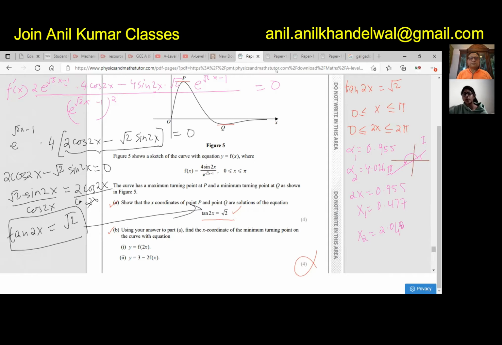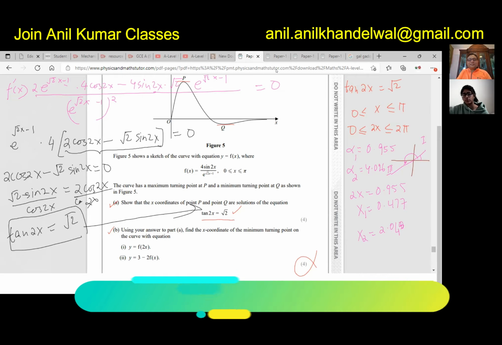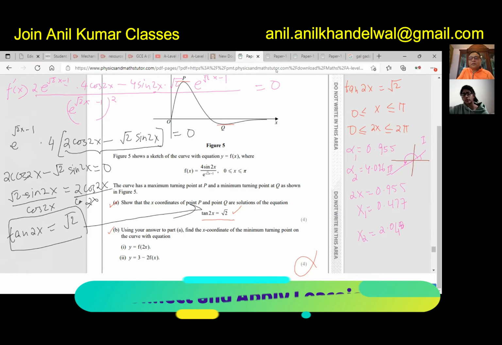Using your answer to part A, find the x coordinate of the minimum turning point on the curve with equation y equals f of 2x, and y equals 3 minus 2 f of x. So first thing, find the coordinate points because they change the function. Minimum is this turning point, right? You know the equation is not f of x, it is f of 2x. So it has been horizontally stretched by a factor of half. Get the idea?